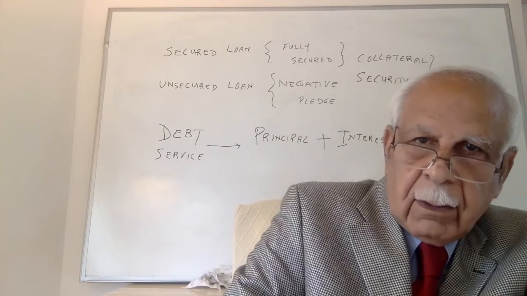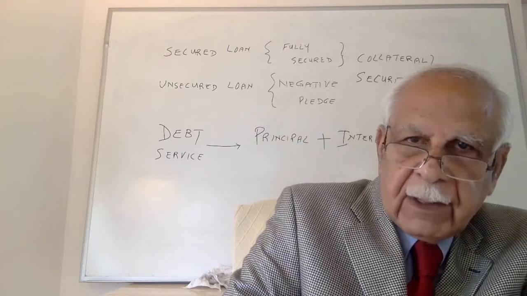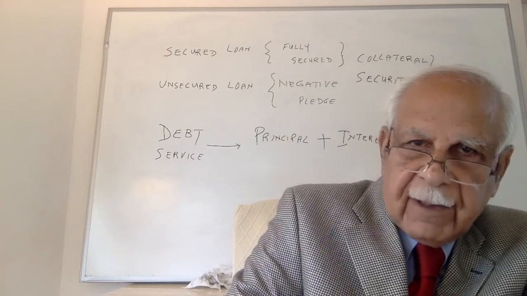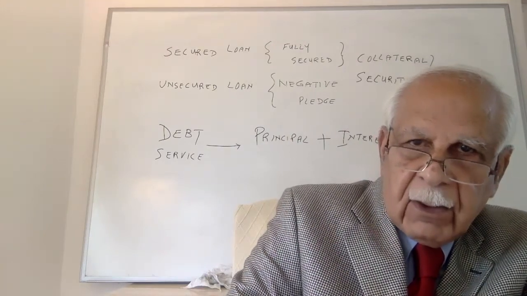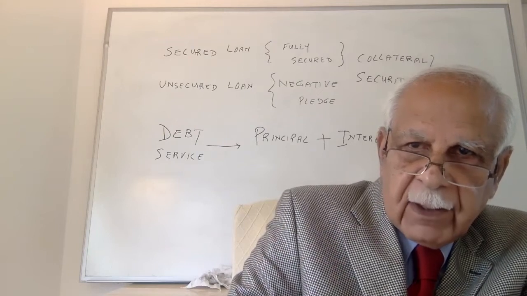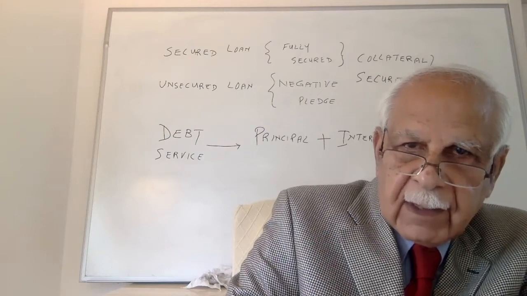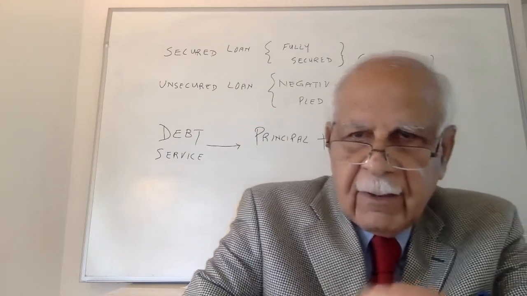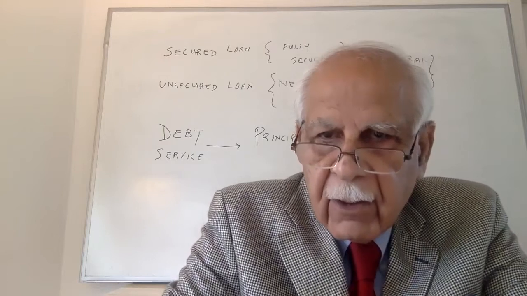Secured loan, fully secured loan, collateral security, unsecured loan, negative pledge, debt service made up of principal and interest. Together they're called debt service.